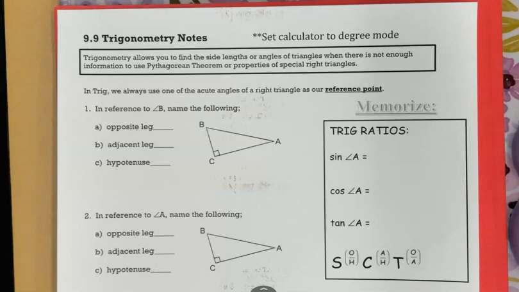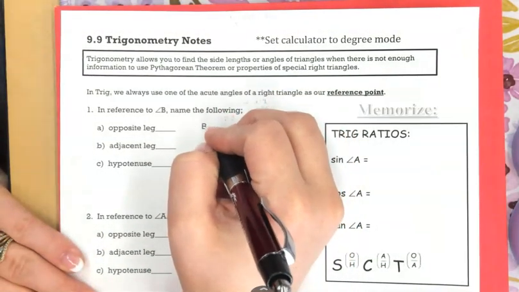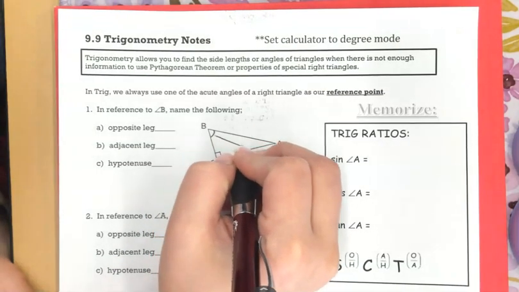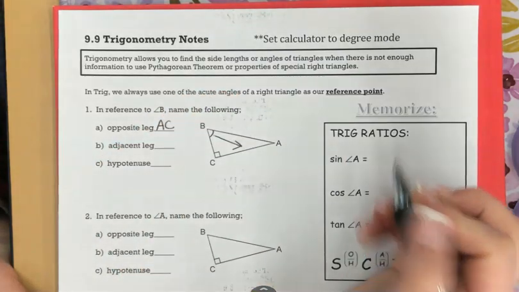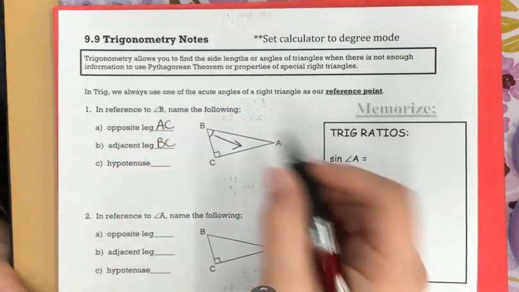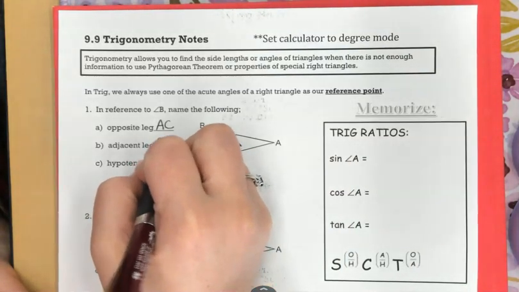So the first thing that we need to address is identifying parts of our right triangles as they relate to our reference point, or what we call the reference angle. So in this right triangle, if I am using angle B as my reference angle, there are three sides to this triangle: opposite, adjacent, and hypotenuse. The opposite side is going to be the one across from your reference angle, so here that would be side AC. Your adjacent side is the one that touches your reference angle, so that would be BC. And then your hypotenuse is always across from your right angle. That's something you should already be familiar with.